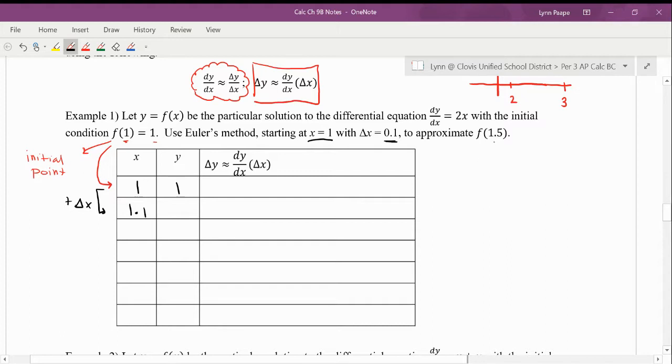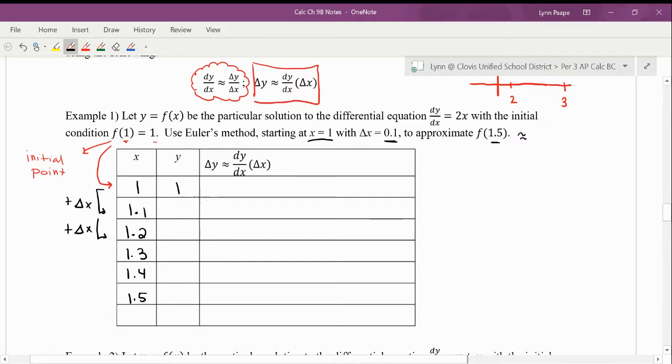And I'm going to keep going because we're trying to approximate 1.5. We're trying to figure out what is that y value at 1.5? And we know we're going up by 0.1. So I'm going to keep adding delta x each time until I get to that 1.5 value.